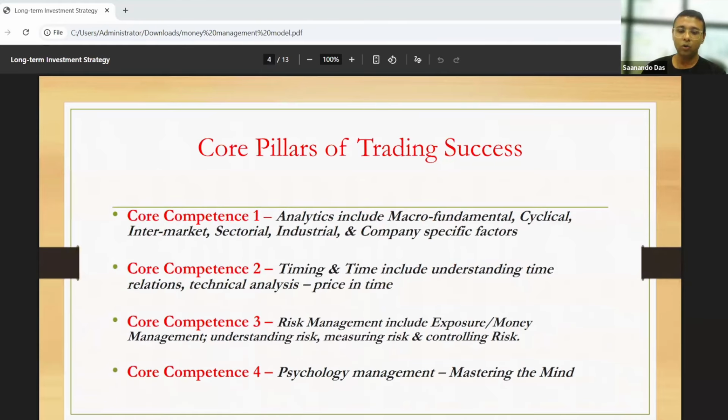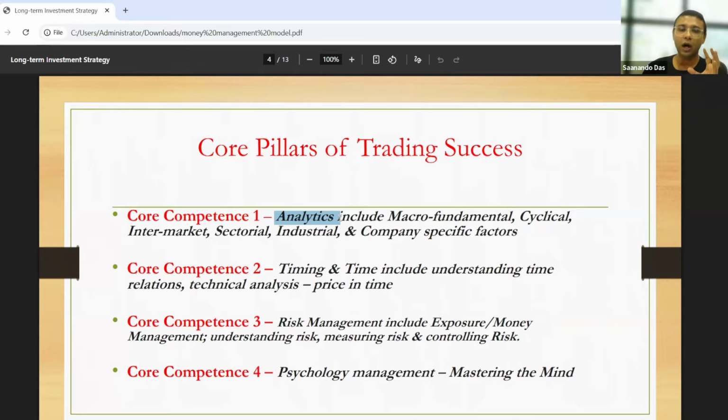These are the 4 core pillars of trading success. It means you will have to improve on all of these 4 areas to make yourself a significantly better trader. Core competence 1 lies with analytics, where the majority of the focus goes. Give me some setup, some indicators or some method, some style, all goes under analytics. Analytics is a vast subject, but you don't need to know all parts of it.